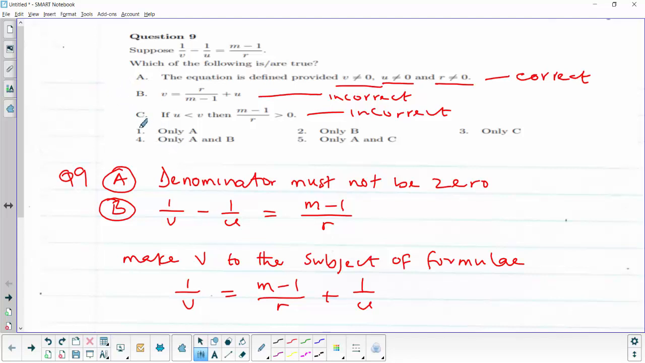So the answer will be only A. That is the answer for question 9.